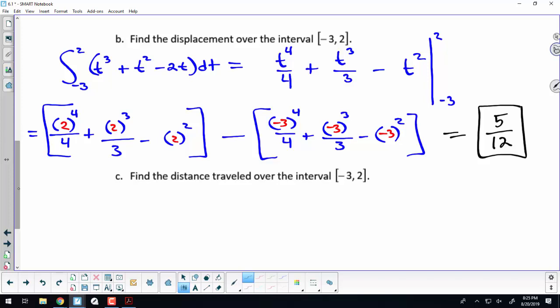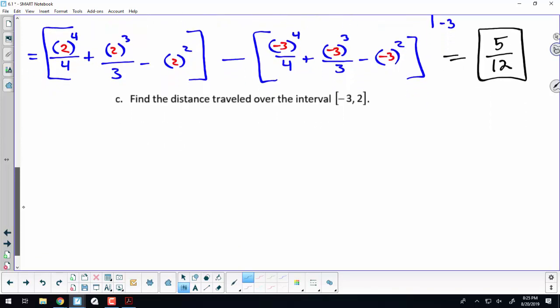Okay, distance traveled, that's the one where we have to look at the absolute value of the function. So now we're going to default back to the graph and say anything that's below the t-axis, we have to put a negative in front of it. So really all it equates to is subtracting that quantity off, because that quantity is already negative. And when we subtract off the negative, it makes it a positive. Okay, so the distance traveled over the interval, I'm going to write it out.